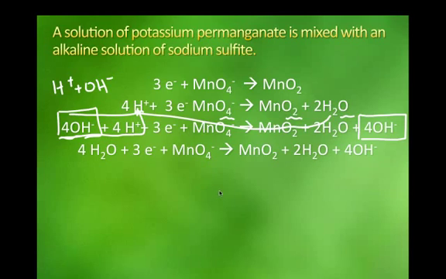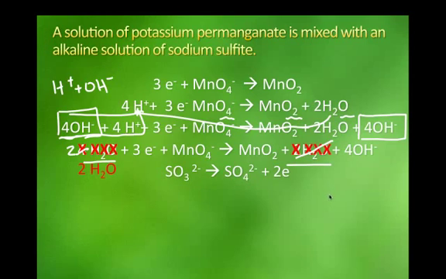Now, we're not done. I have 4 waters on this side and 2 waters on this side. So that means really I just have 2 waters left, because if it's on both sides, we can cancel it out. But I could only cancel 2 of them. All right, so that's the half reaction for the manganese. Let's try the sulfite to sulfate.